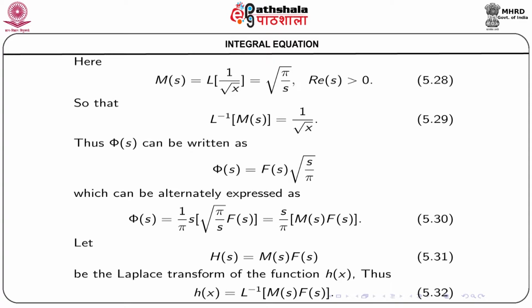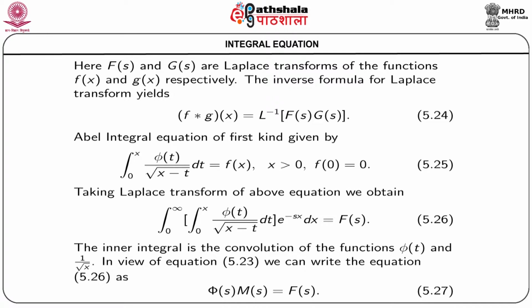So, from equation 5.27, we see that capital phi s is given by capital F s divided by capital M s. Now, the right hand side, capital F s by capital M s is a known function. So, in principle, taking Laplace inversion, we will get small phi x from 5.27.